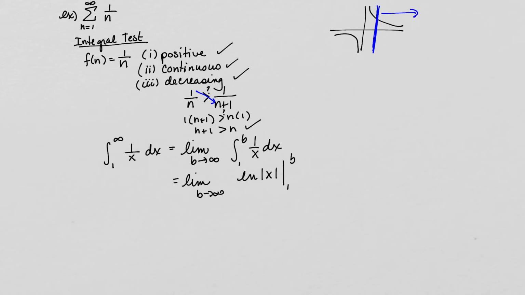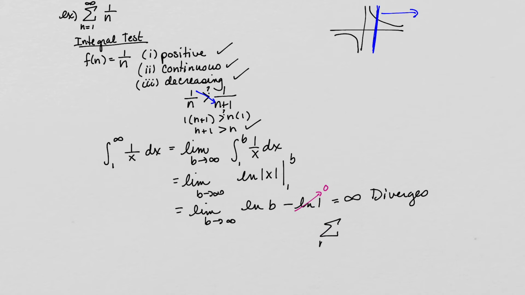Again, our 1 to b is all positive, so if you drop the absolute value here, that's okay. But we're looking at the limit as b approaches infinity of the natural log of b minus the natural log of 1. Natural log of 1 we know goes to 0. So what is that limit going to be as b goes to infinity? What happens to the natural log of b? Yeah, it also goes to infinity. And so then this diverges. When our integral is infinite, either positive infinity or negative infinity, it's saying our integral diverges. And therefore, the summation n equals 1 to infinity of 1 over n diverges.